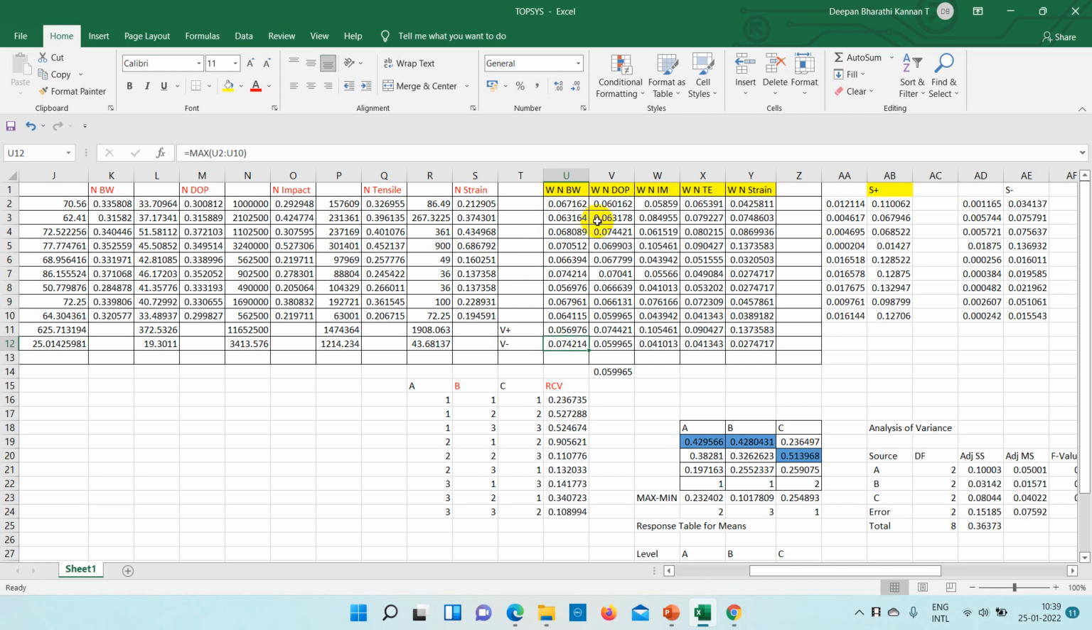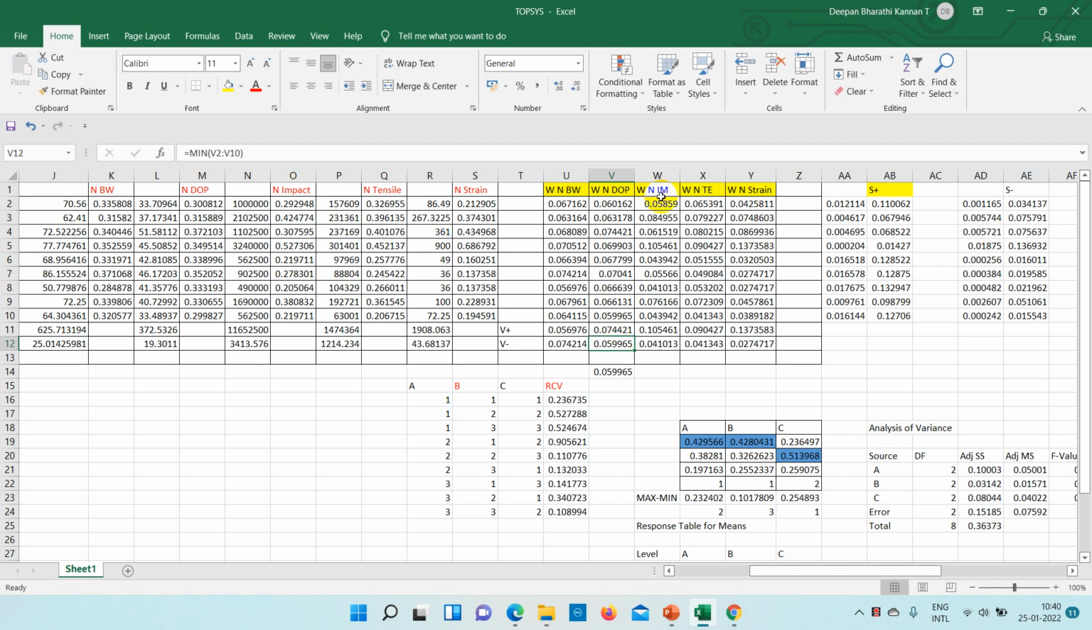Now let's come to depth of penetration. In the beginning itself, it was mentioned that the intention is to maximize the depth of penetration. So among these 9 values, the one having the highest value should be taken as V plus. You can see here among the 9 values 0.074 is the highest one, so that is taken here. Likewise, among these 9 values the least one, 0.059, is taken as V minus. So it is exactly opposite to the bead width. You should not get confused.